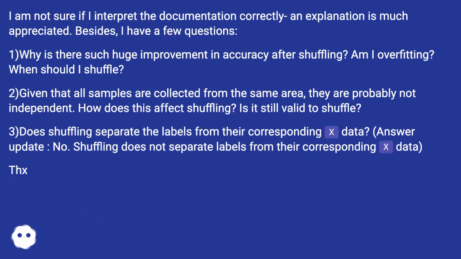I am not sure if I interpret the documentation correctly. An explanation is much appreciated. Besides, I have a few questions. 1. Why is there such huge improvement in accuracy after shuffling? Am I overfitting? When should I shuffle?